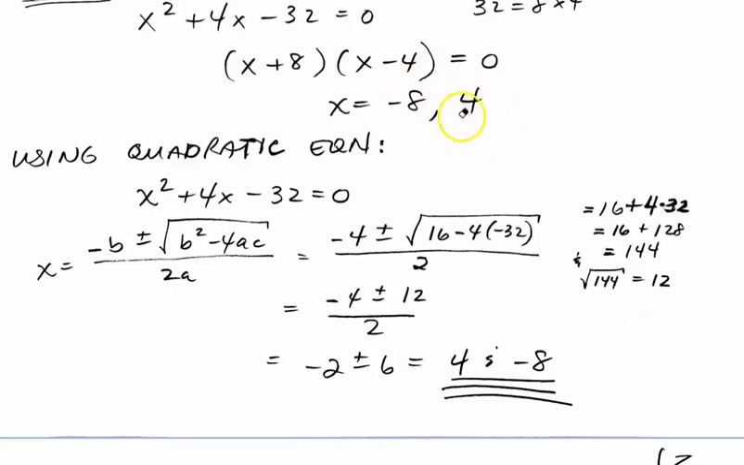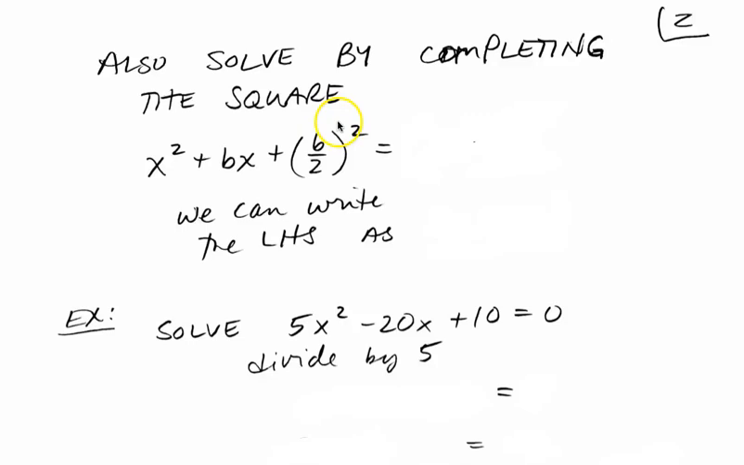Exact same answers we got above. And so we can also solve a second order equation by completing the square. And so we would look at the characteristics of a perfect square. So think of it right here, 1 times x squared plus bx. And if we just happen to have here b over 2 squared, then that actually can be written as x plus b over 2, the quantity squared.